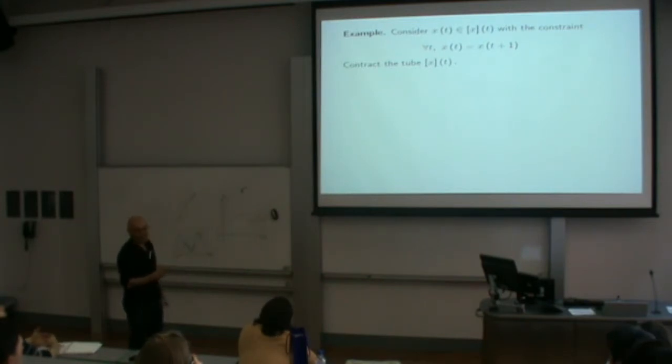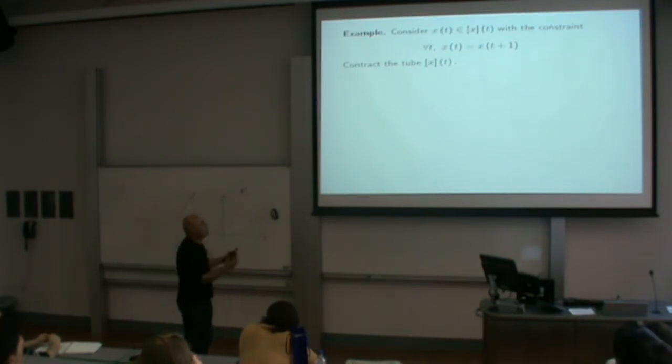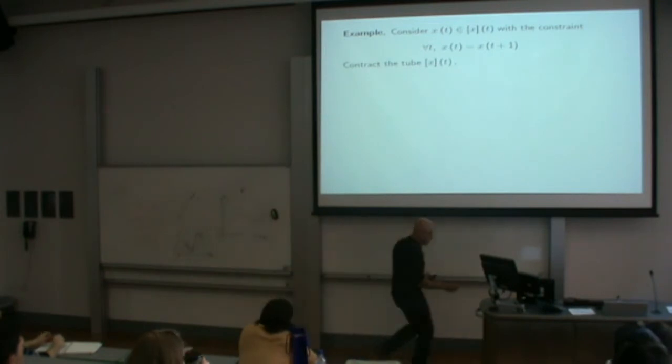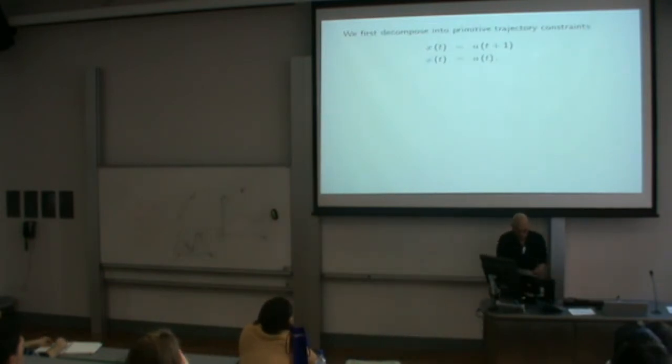Now, this constraint is not primitive for us because in our contractor library, we are able to contract with respect to X is a shift of Y, but not X is a shift of X itself. So I have to decompose it. How can I decompose it? Very simple way, as follows.